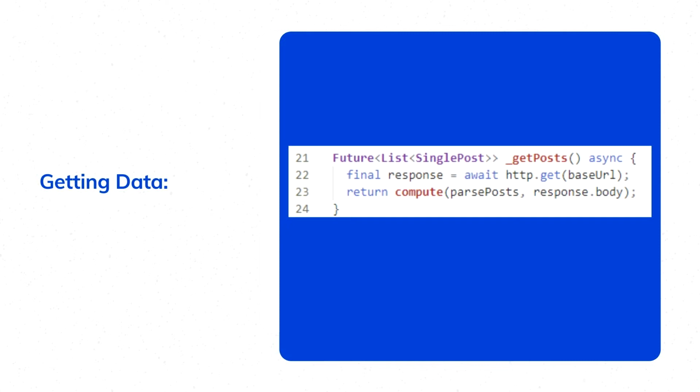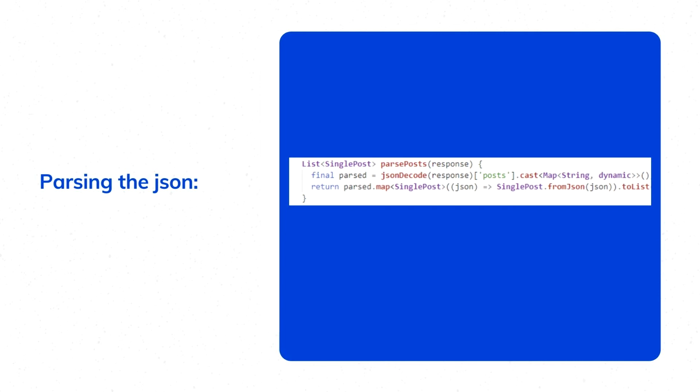Once the HTTP GET future returns data, use the compute method by giving it the parsePosts function as a callback and the response data as a message. The compute method is used to spawn an isolate and run the parsing function in it. This way, the UI doesn't freeze when you parse large JSON data. The parsePosts function itself is pretty simple. It takes the response body as an argument and returns a list of posts.